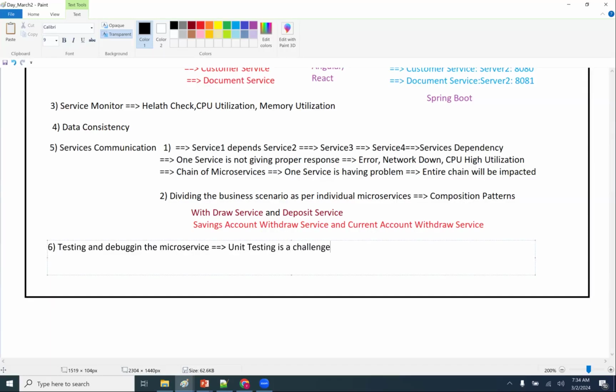I mean, it requires some effort. It's not that it's difficult, but it adds development time. Also debugging. What do you mean by debugging, sir? Any idea? Debugging is a challenge. What is the meaning of debugging?